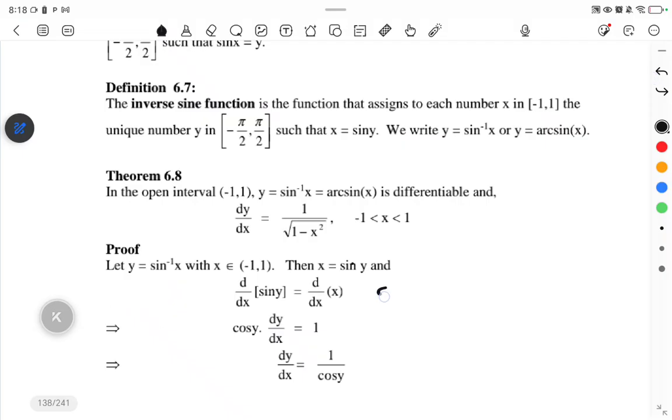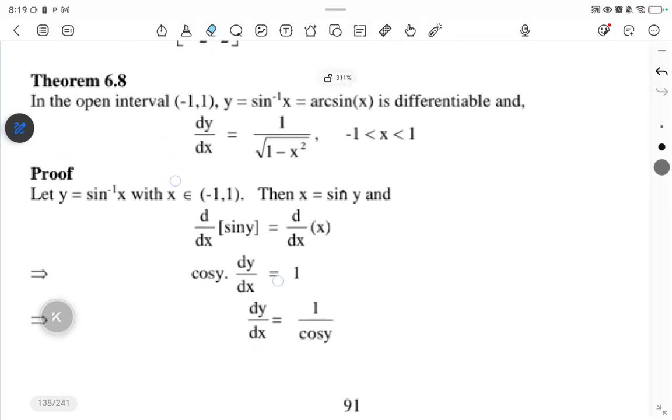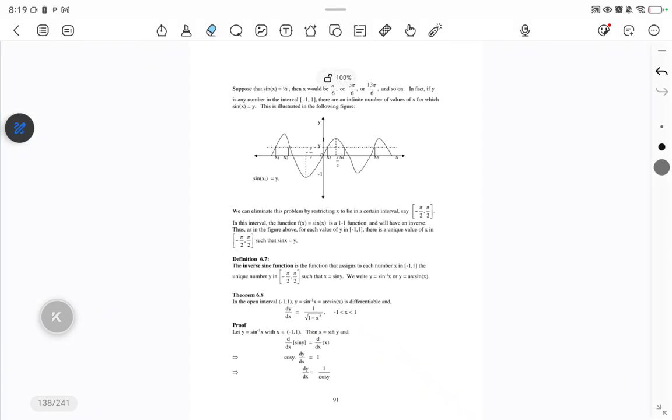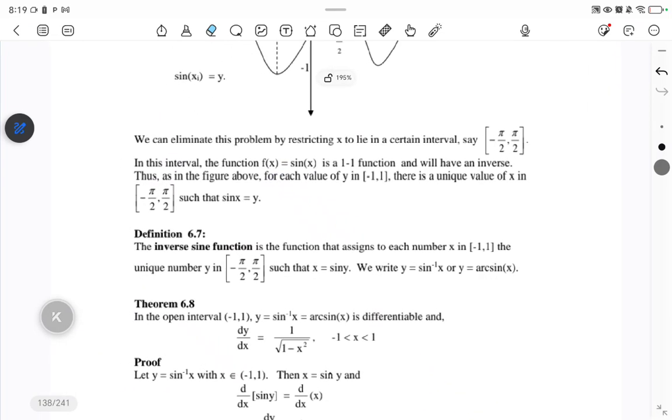So now since we have that x is equal to sine y, we can now derive both sides. If I derive sine y, you know that I will get what? Cos y times the derivative of y with respect to x, which is equal to, if I derive x, I get 1, right? And then I divide both sides, I get 1 over cos y. You see, right? From here, you see we got cos y on the denominator. You agree, right?